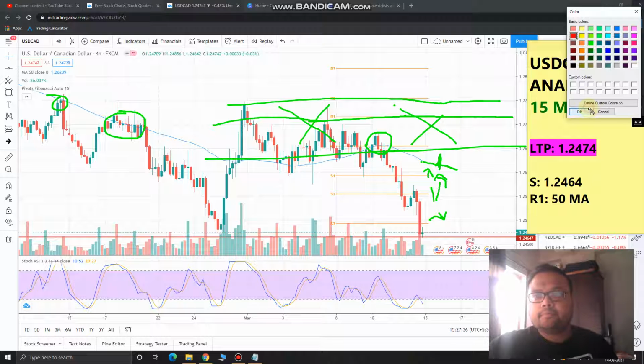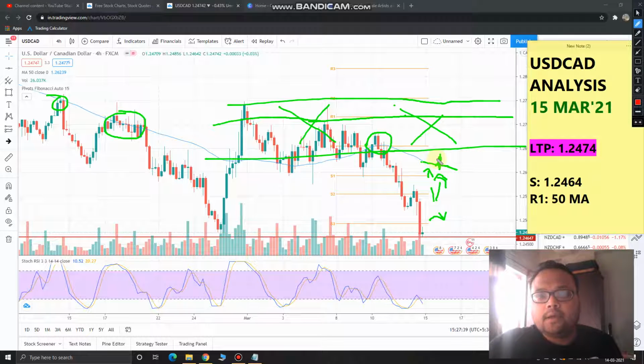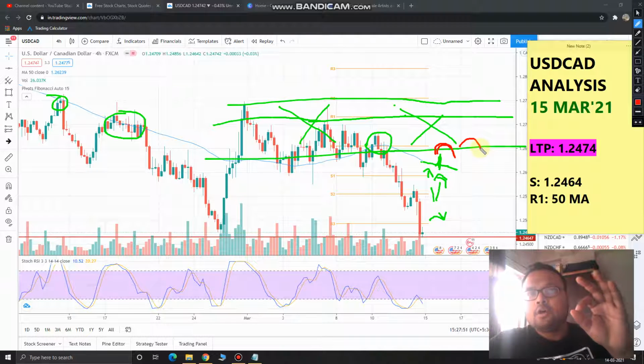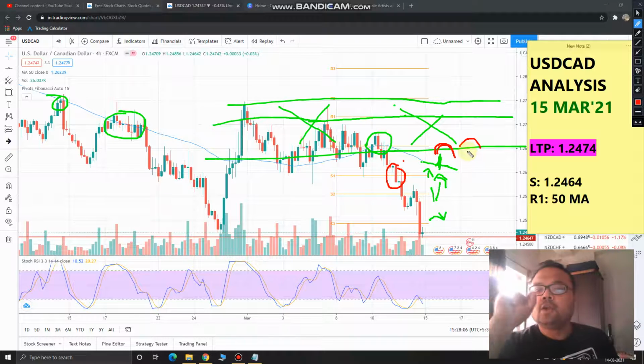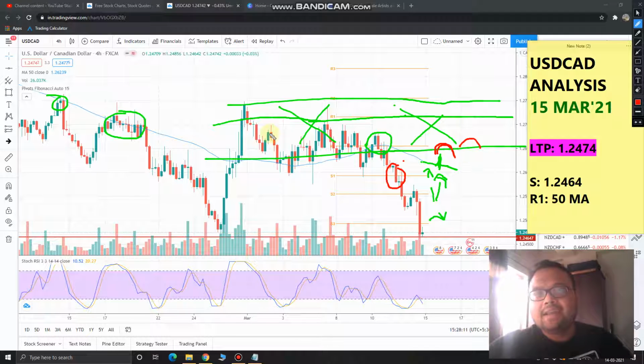On the other hand, if the market goes up, do not buy. In case the market reverses from this particular point, from here or here, and with good volume it comes down like this, then you can short the market. Otherwise do not go for buy. Only when the market goes up, look for shorting opportunities, either at the 50 moving average, or if it goes up a little bit and comes down. Only look for shorting the market.